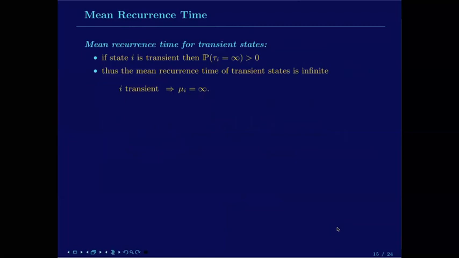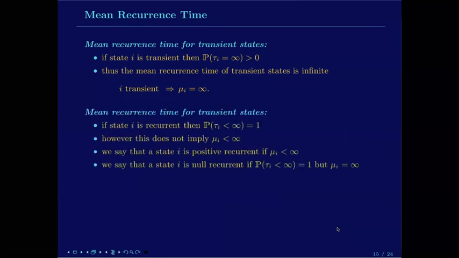Now, for a transient state, the probability that the chain does not return to the state, which is identical to the recurrence time taking the value infinity, has a positive probability, so the mean recurrence time must be infinite. Okay, because there is a chance that we do not return. So in an average, this automatically puts the average to infinity.